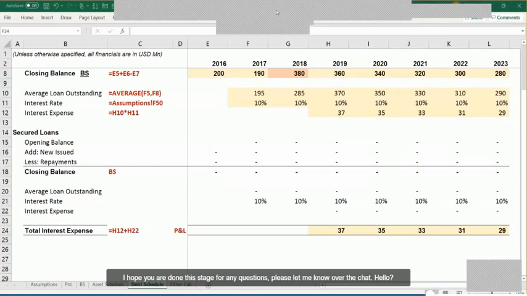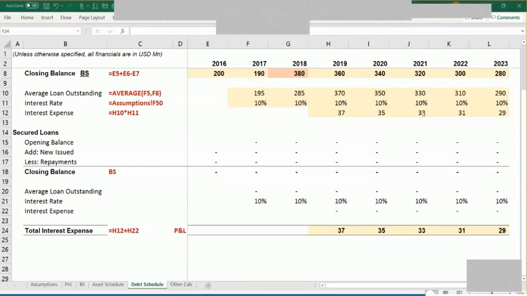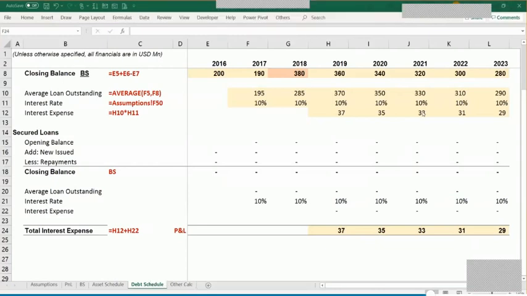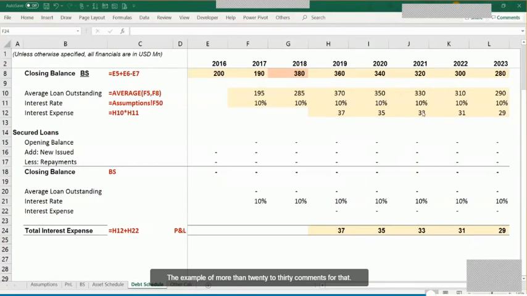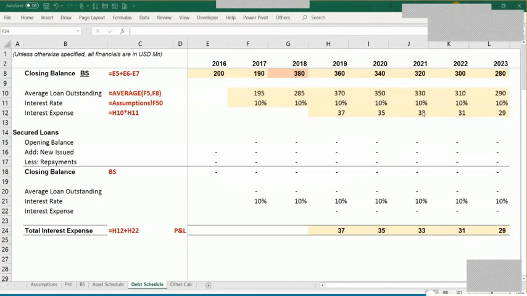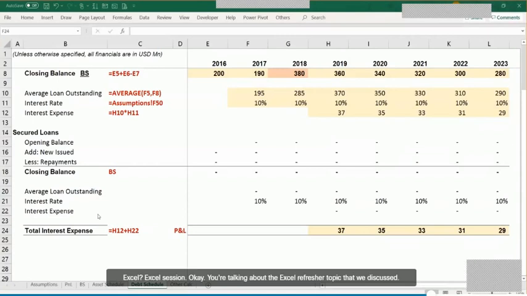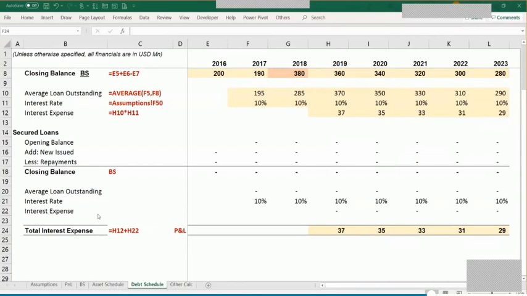Hello, sir. Yes, please. Sir, this Excel file, I have gone through this first session. In that Excel file, more than 25 to 30 commands, formulas and Excel work were there. Is it enough for financial modeling? I'm sorry, could you repeat your question? I couldn't understand. Sir, actually, this first session, Excel operations was there, no? Okay, you're talking about the Excel refresher topic that we discussed in day one. Is that enough for financial modeling?